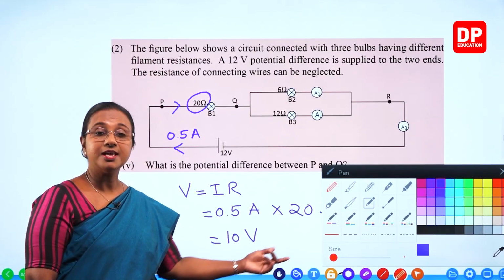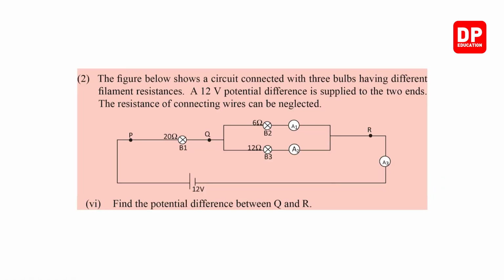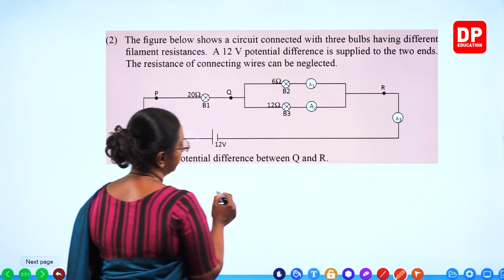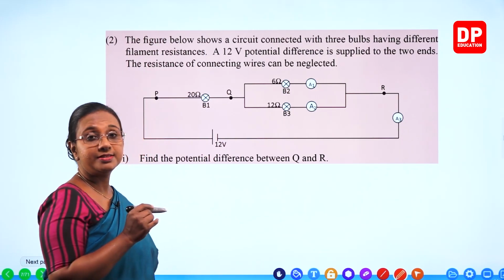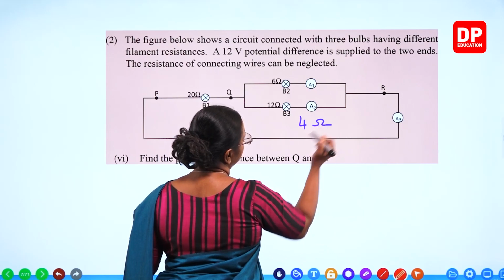So with that, students, I will move on to the next question. Again, the introduction and the diagram is given to you. The sixth part of the question, find the potential difference between Q and R. So between these 2 points, what is the equivalent resistance? We found it as 4 ohms.